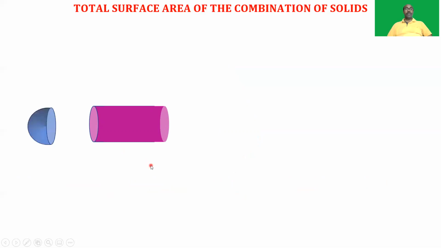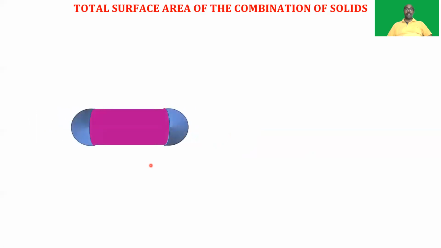As well as that, here I have some more figures: a cylinder, a hemisphere, and one more hemisphere. By joining these three, we get the shape of a medicinal capsule, like this. So now this is the combination of one cylinder and two hemispheres.